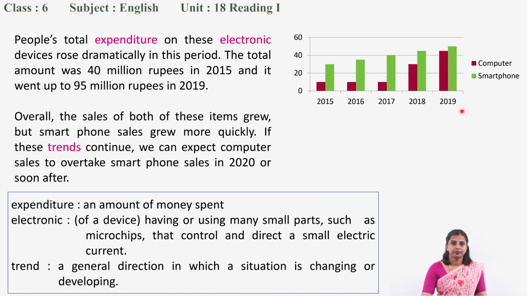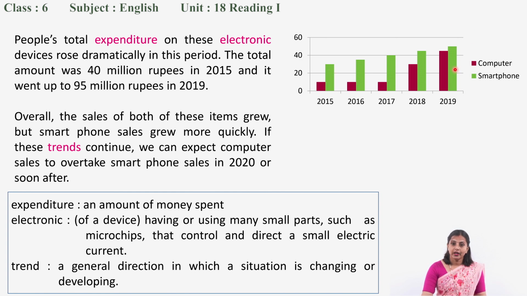You see, the total amount was 40 million rupees in 2015. Here you see, here it is 10 and then here it is how much? 30. But if you add both, how much is that? Yes, that is 40. 10 million on computers, very good, and 30 million on smartphones. So if you add them, it becomes 40. So in 2015, it was 40 million.